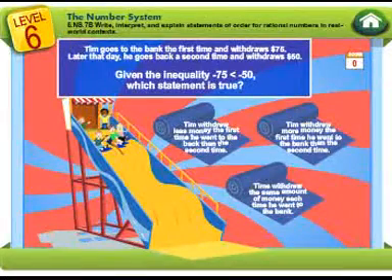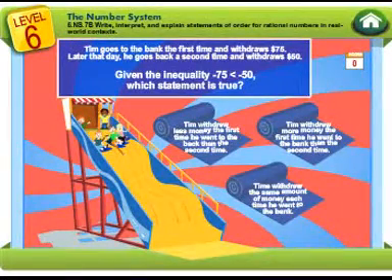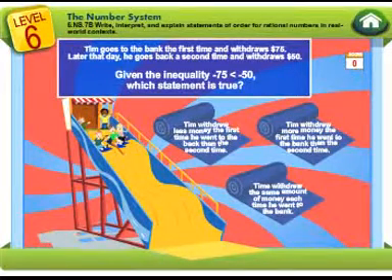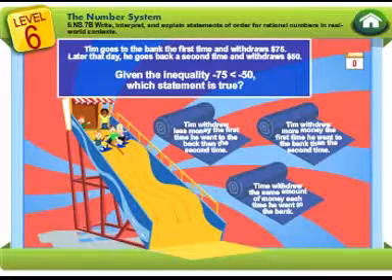Tim goes to the bank the first time and withdraws $75. Later that day, he goes back a second time and withdraws $50. Given the inequality, negative 75 is less than negative 50, which statement is true?